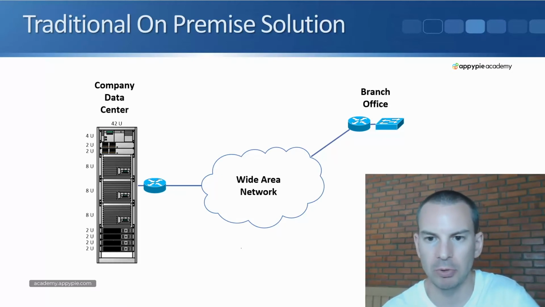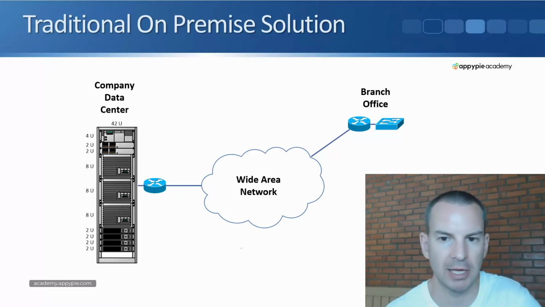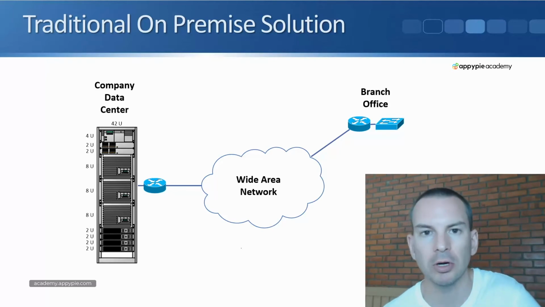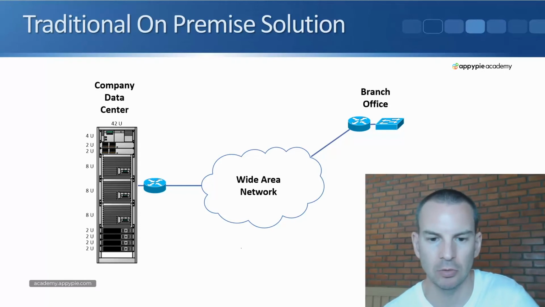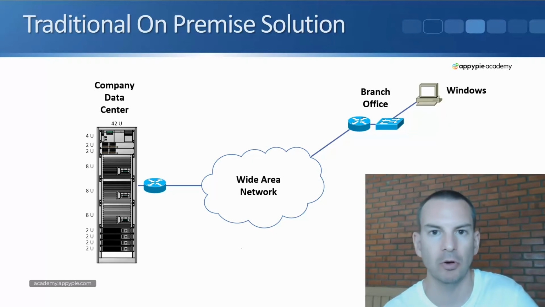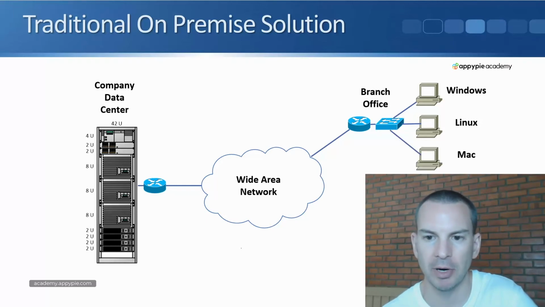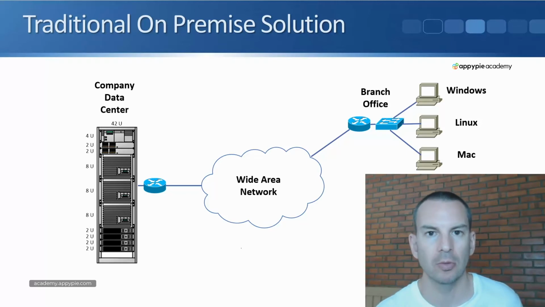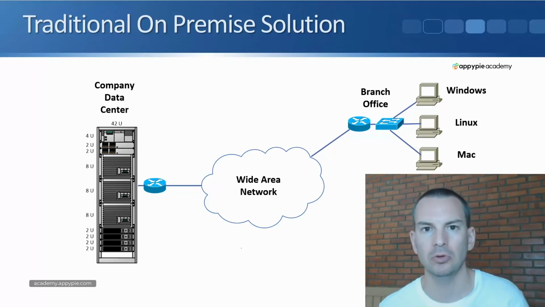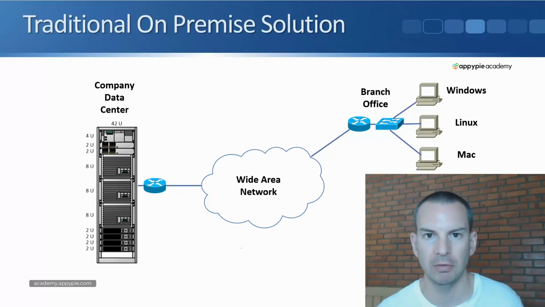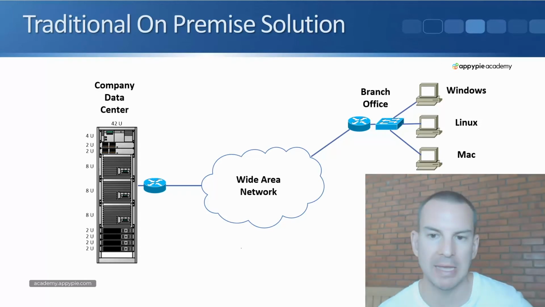Now, the connection between the branch office and the main site is maybe a virtual private network over the internet, or maybe it's a direct leased line between the two offices. In the branch office, we've got our users working in there. Maybe some of them are on Windows PCs, some are on Linux, and some are on Mac. It doesn't really matter. Whichever kind of desktop they're using, they're all able to access the servers in the company data center in our main site.